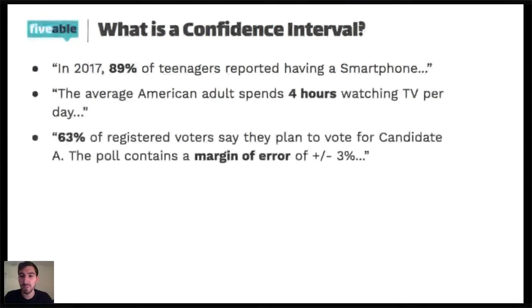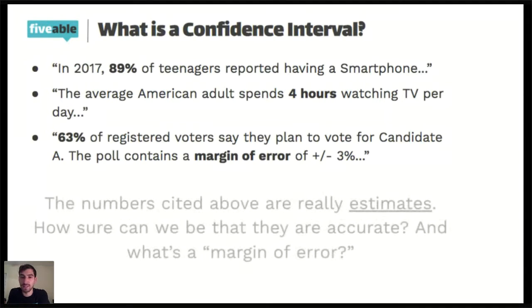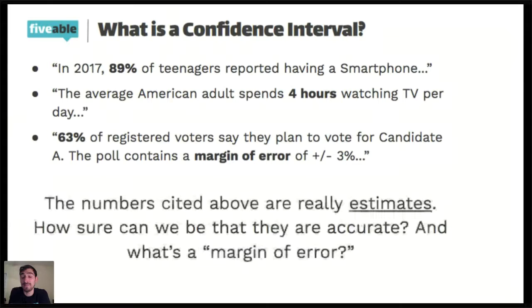Those numbers in bold had to come from somewhere. And there is no actual survey that can talk to every single teenager in the country, or every single American adult, or every single registered voter. So all of those numbers are really estimates. They're statistics that are meant to represent an entire population. And so we've got to ask ourselves, how can we be sure they're accurate? What the heck is a margin of error? And that brings us to the first part of a confidence interval.